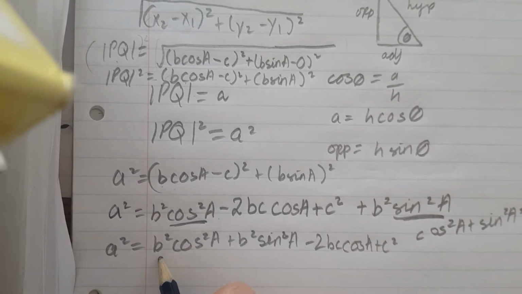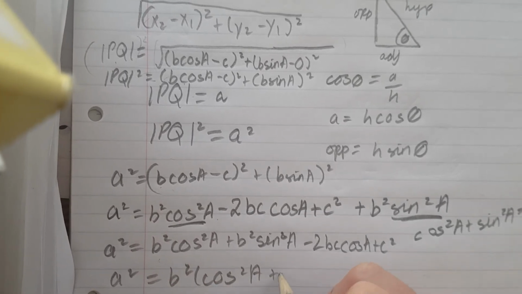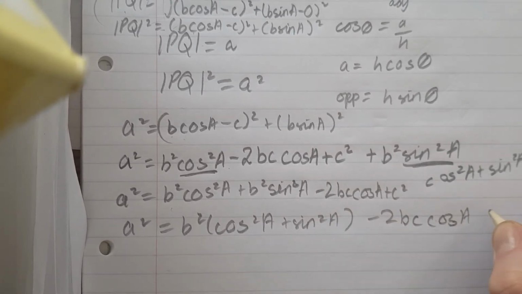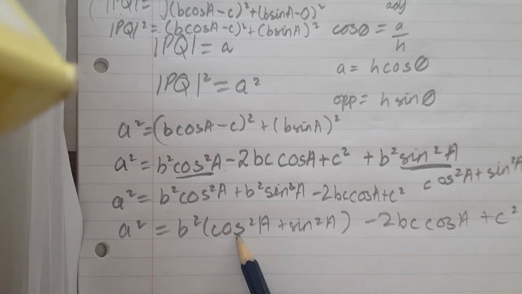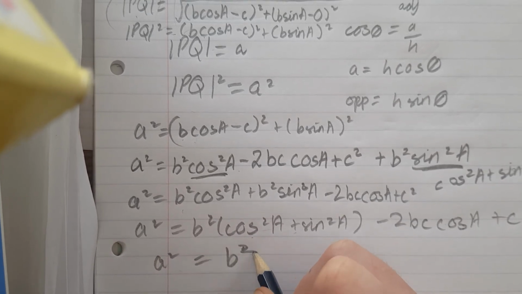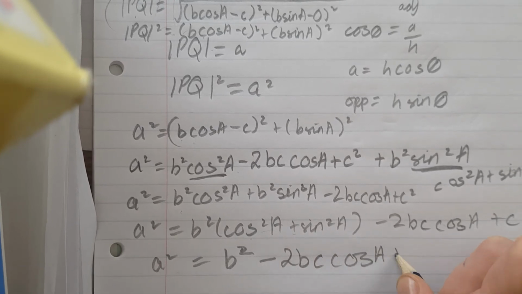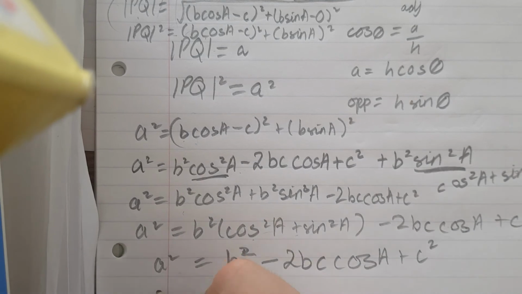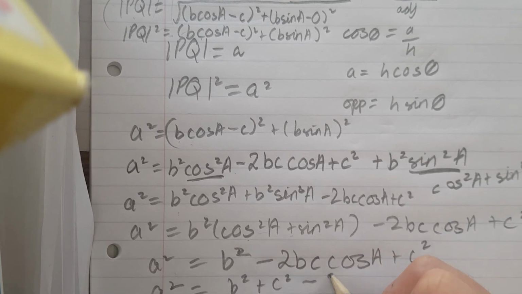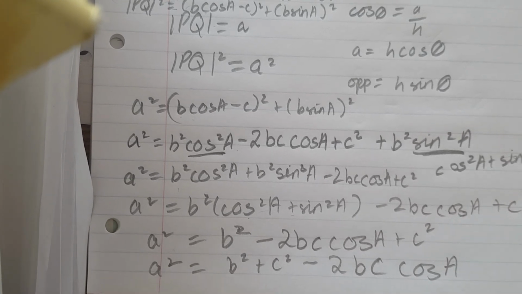So we can take out a common factor, b squared here. So a squared is equal to b squared times cos squared A plus sin squared A, and then minus 2bc cos A plus c squared. So we know that this is equal to 1. So a squared is equal to b squared multiplied by 1, which is just b squared, minus 2bc cos A plus c squared. And then we can just move the c squared to here. So a squared is equal to b squared plus c squared minus 2bc cos of A. And that is the proof of our cosine rule.